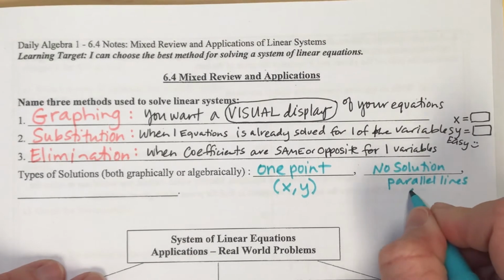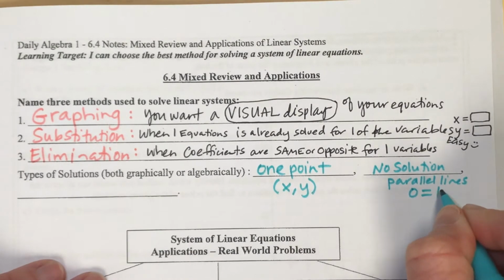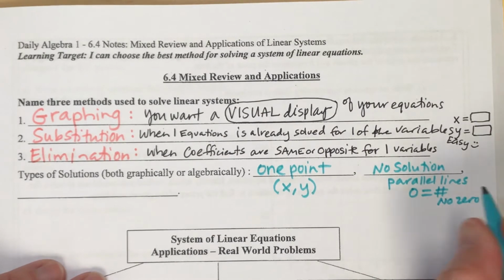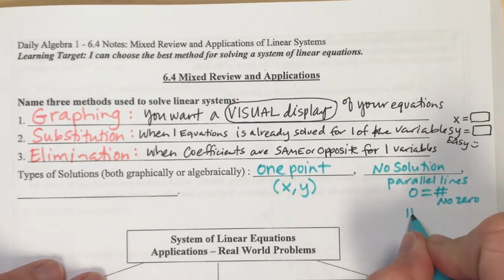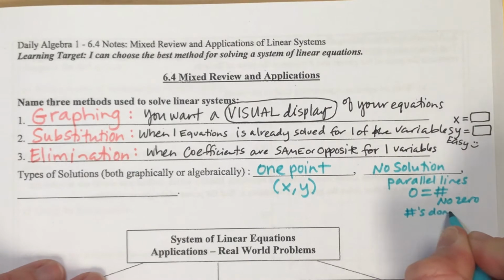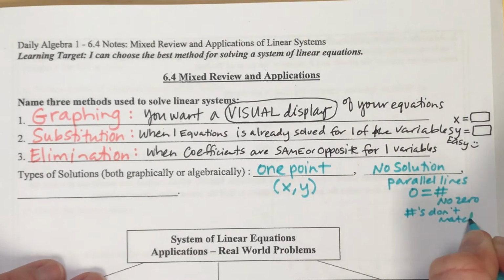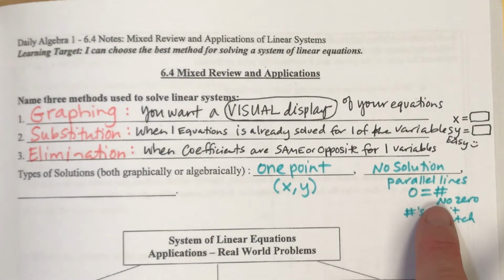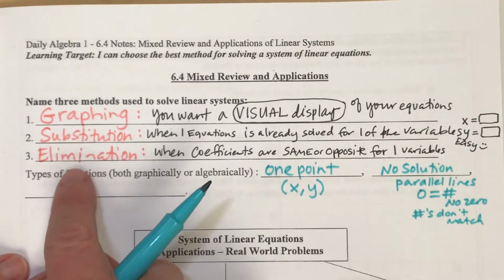This is when your variables cross out and you get 0 equal to a number that is not 0. Or, for example, the numbers don't match. So your variables are going to cancel out and you're going to go like 7 equals 5, which is definitely not true. And that would happen in your substitution or elimination.